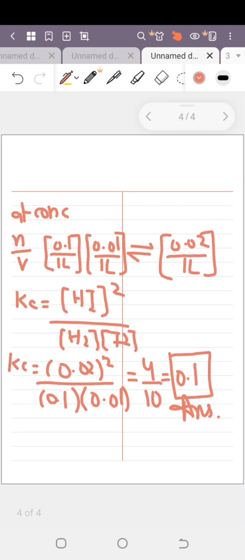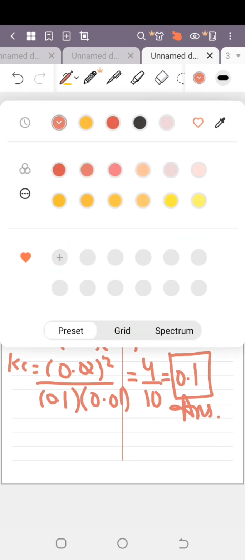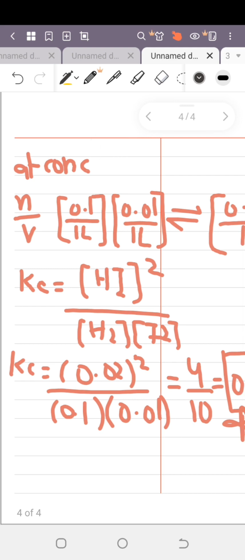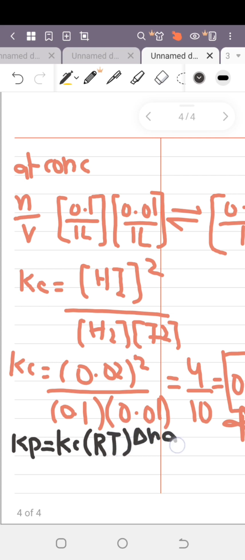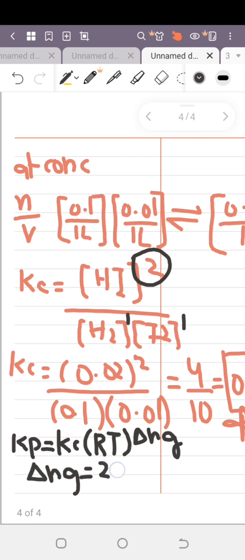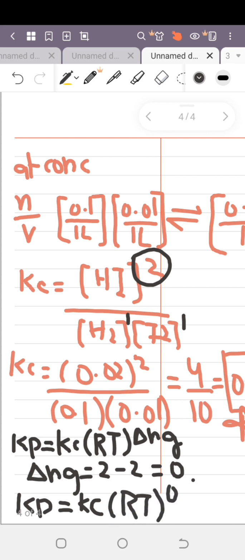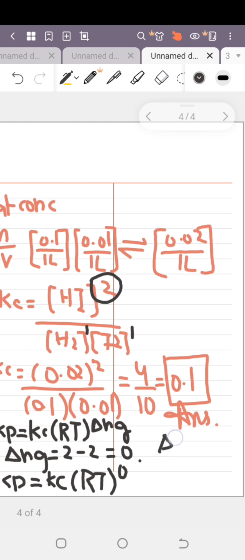Now you will put this Kc in the equation to find Kp. The formula is Kp equals Kc (RT) to the power delta Ng. First of all, find delta Ng, which is products minus reactants. Here the product is 2 and the reactants are 1 and 1, so 2 minus 2 equals 0. This means the whole RT term is raised to 0. Remember, when delta Ng is 0, Kp is equal to Kc.